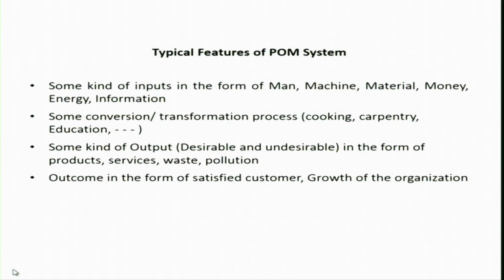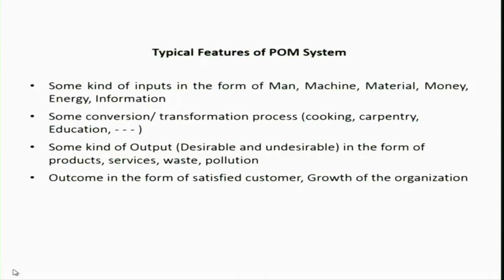So, these are some of the types of inputs which are required to produce or to provide service in a system. Then the second important thing in a production operation system is some kind of conversion process which converts the inputs into outputs. Conversion processes are of several natures, like cooking. Cooking is a conversion process. Carpentry, which converts logwood into furniture, is a transformation process. Similarly, the output can be desirable output as well as undesirable output. Desirable output can be like furniture, and undesirable output can be some kind of fume, waste wood, or other waste materials produced as a byproduct.